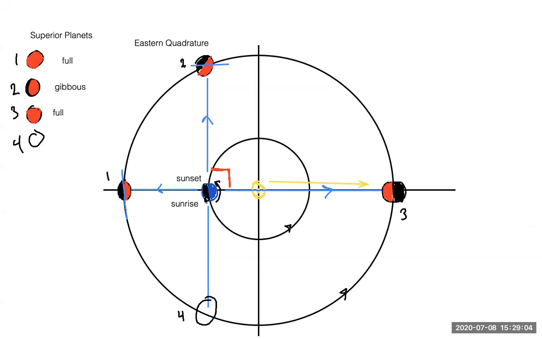So when a planet appears on the opposite side of the sky as the sun, so the sun is on one side of the sky and the planet is directly opposite. So the sun is setting and the planet is rising, or the sun is rising and the planet is setting. So direct opposites. That is called opposition.